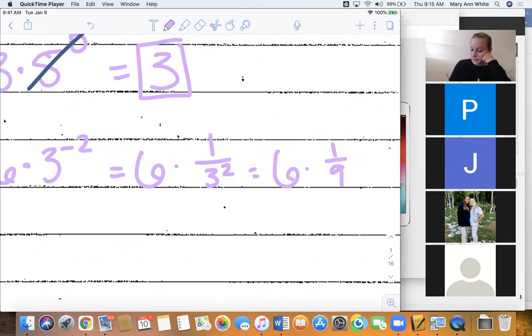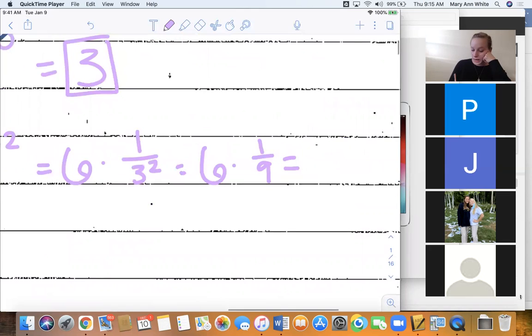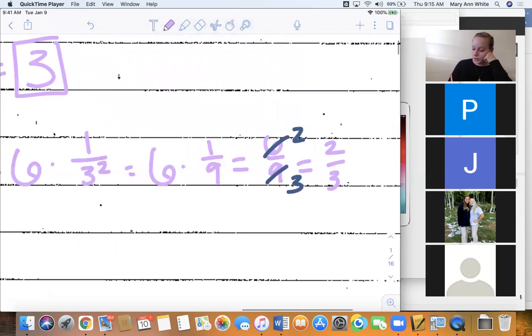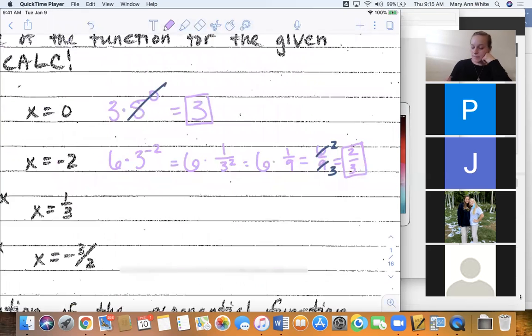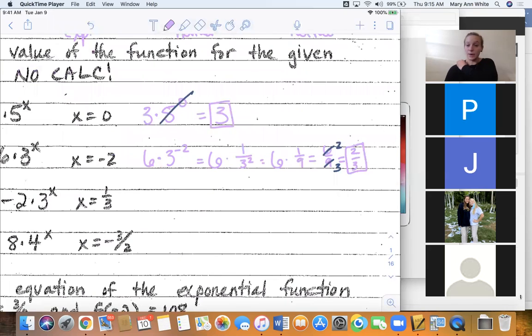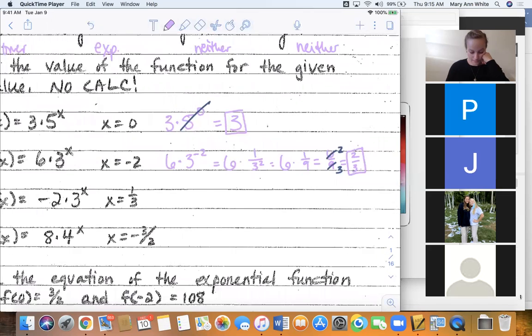You're welcome to cancel at this step, but if you don't, you would have 6 over 9, and then I would have to cancel here. I've got 3 in both of these terms, which leaves me a 2 over 3. So my final answer is 2/3. We often get fractions in this unit because we're dealing with exponents, and every time you have a negative exponent, it goes into a fraction, so that's common.